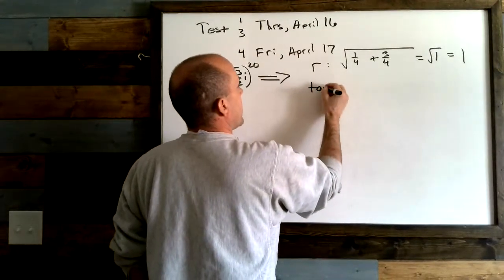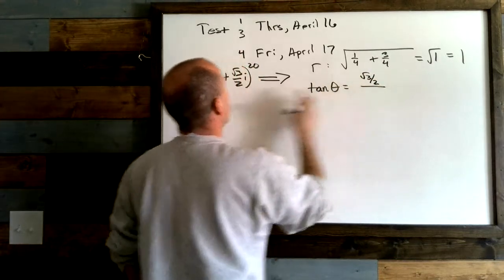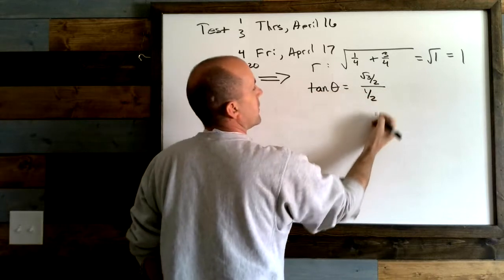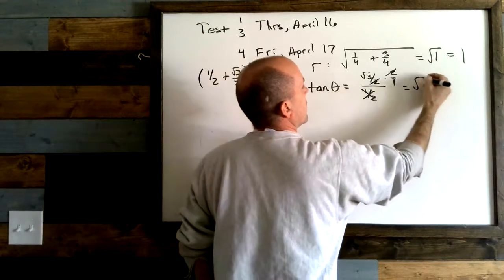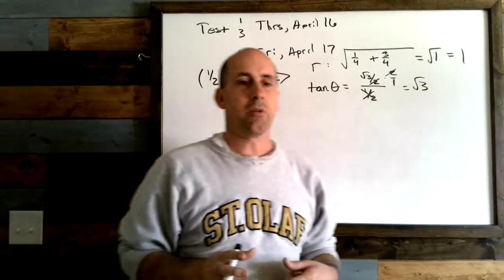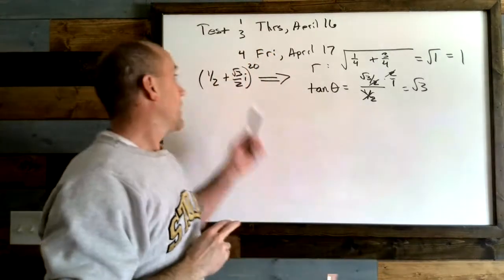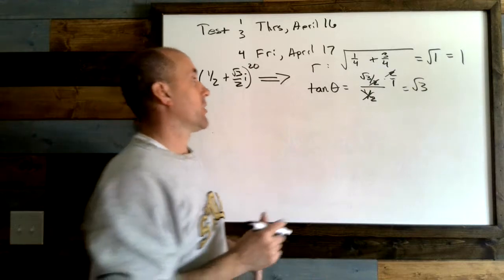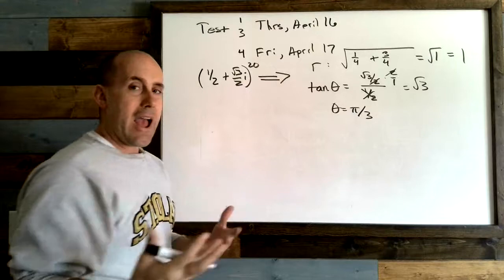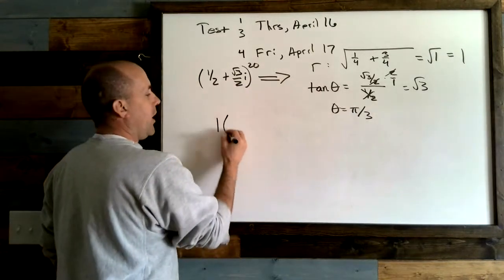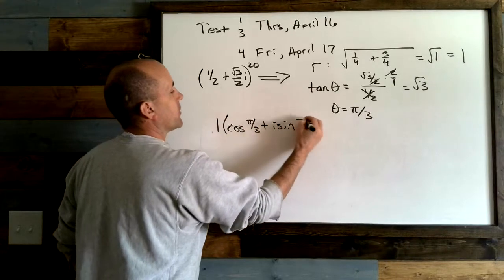Theta, we do tangent of theta is equal to b divided by a, multiplied by the reciprocal. So tangent's equal to the root of 3. Where is tangent equal to the root of 3? Well, that's at a 60-degree angle. Is that in the first quadrant? It is. So 60 degrees, or rather theta is pi over 3. So I have complex form: 1 times the cosine of pi over 3 plus i sine of pi over 3.